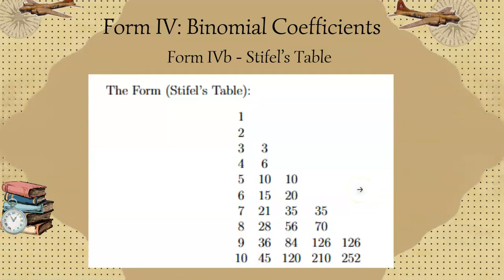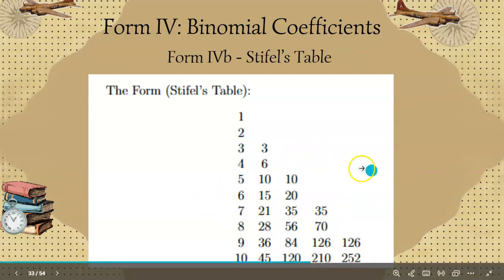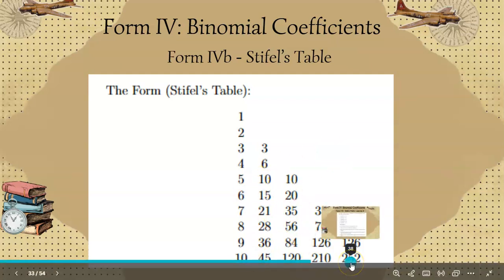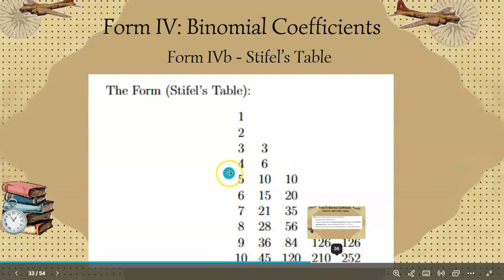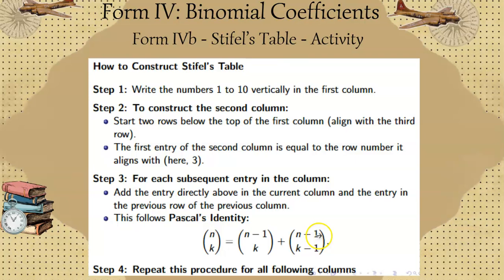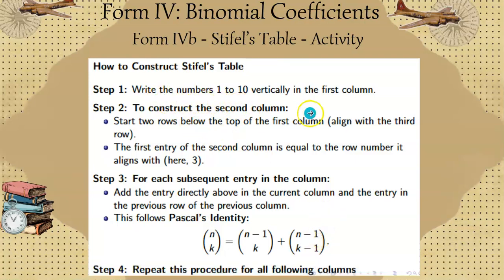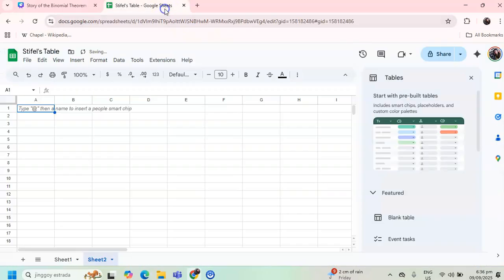Alright, so how do we construct Stiefel's table? Let us construct it together. So here's a glimpse of it. I hope you're ready to build this with me. So we have columns and we have rows. First, we're going to write the numbers 1 to 10 vertically in the first column. It's like the indexing for the row numbers. So we say 1, 2, 3.